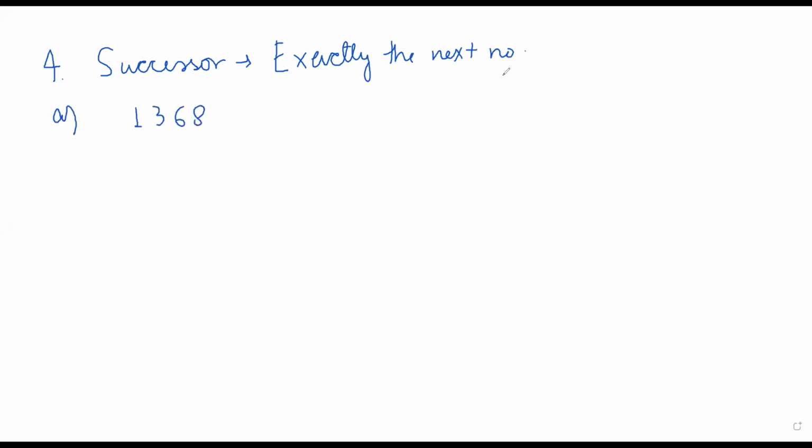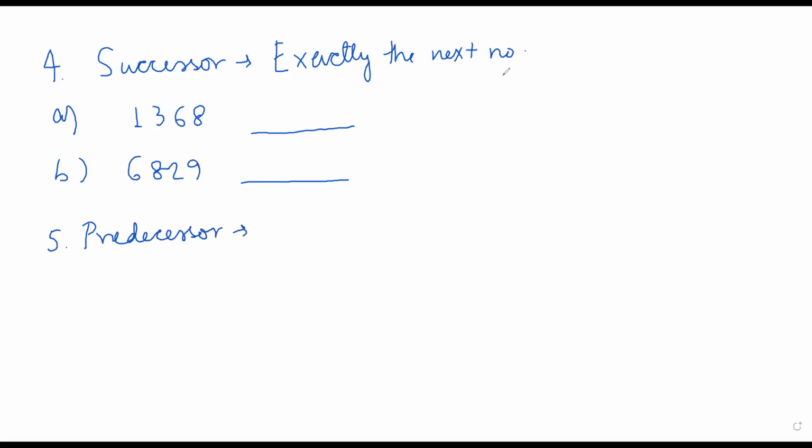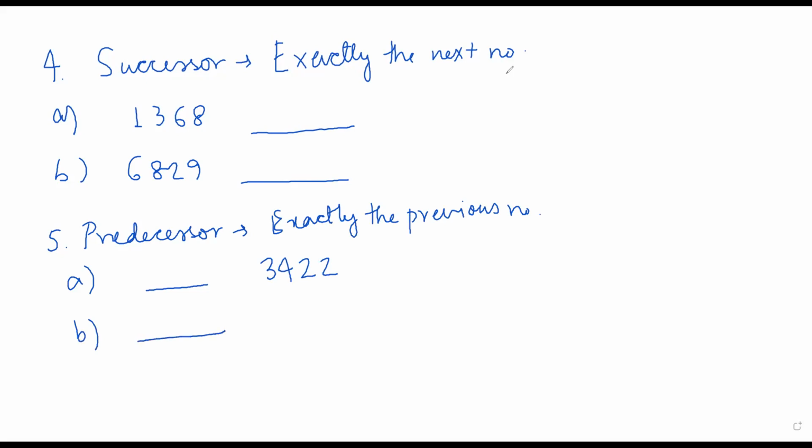1368, the next number is what? B is 6829, the next number. Next, question 5 is predecessor. Predecessor means exactly the previous number. So A and B we will do. For the previous number, on the left we will give the blank. And the answer I will write with pink.